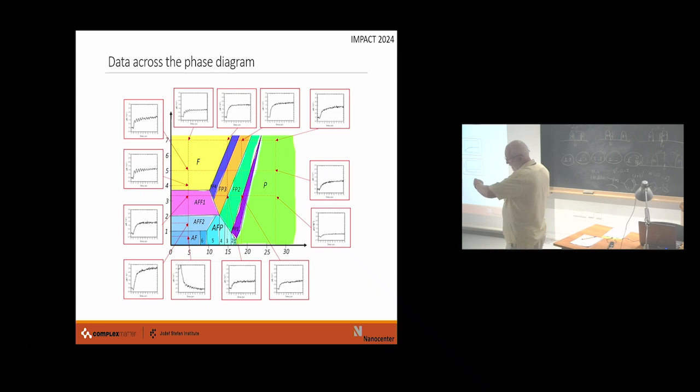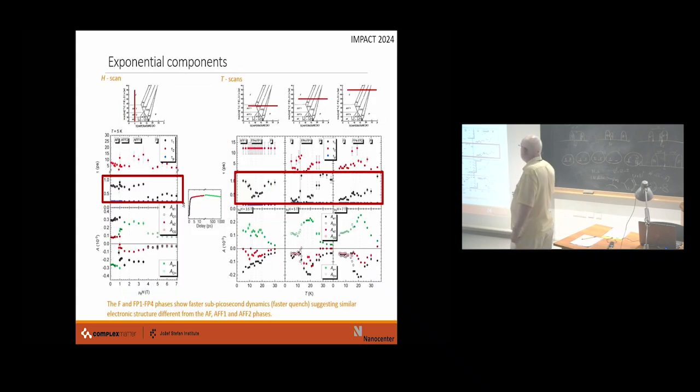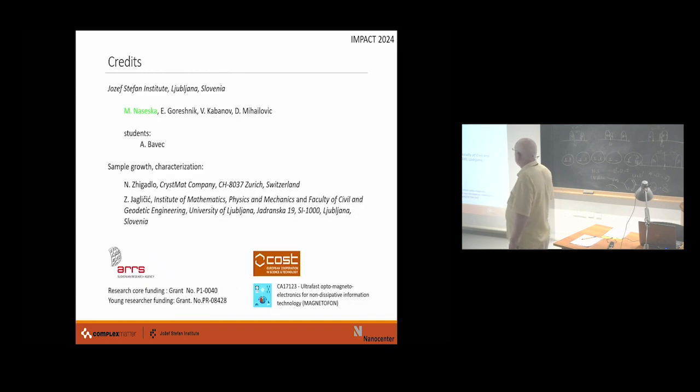So maybe, do I still have some time? Not very much. So if we look then across the whole phase diagram, the signal is qualitatively very similar. The only difference which one can see is a difference in the rise time, which is much faster in the ferromagnetic phases. And this difference can be attributed to significantly different electronic structures of these phases, which are coupled, of course, again due to the Kondo effect, to the magnetism.